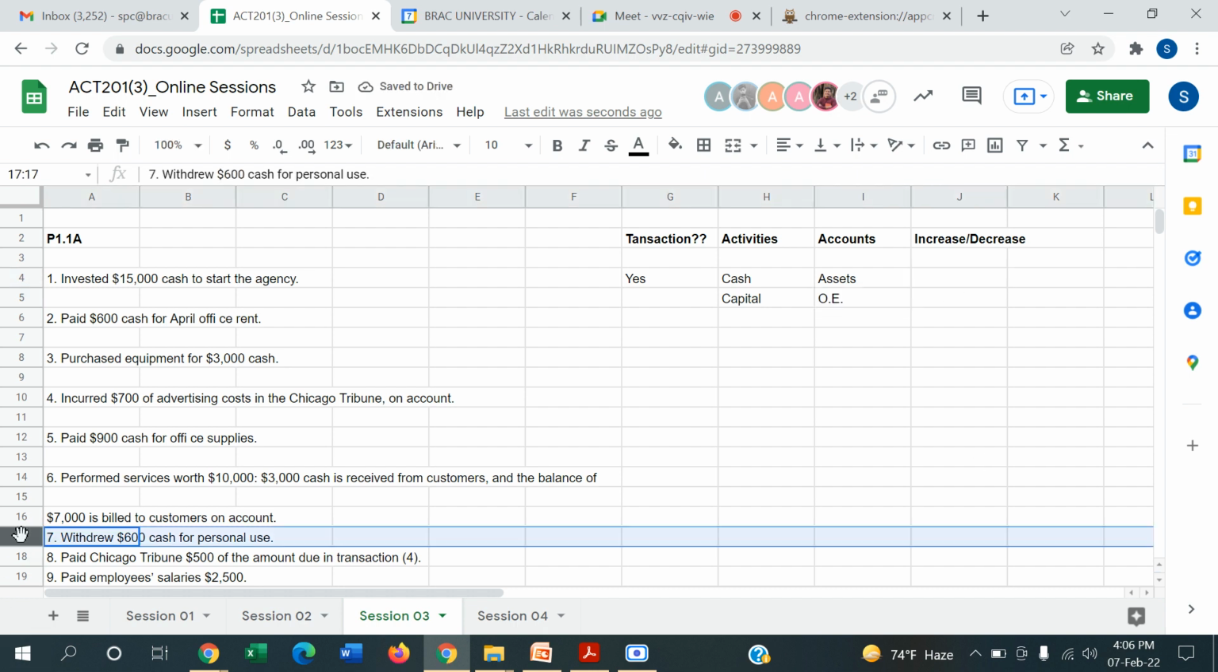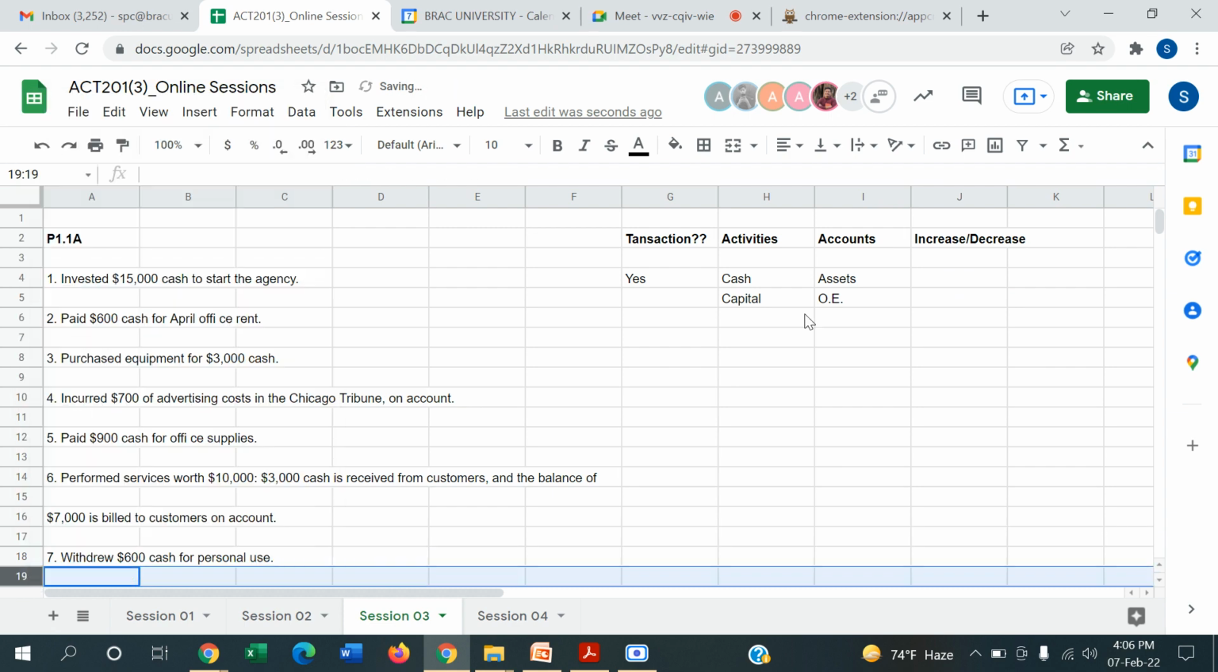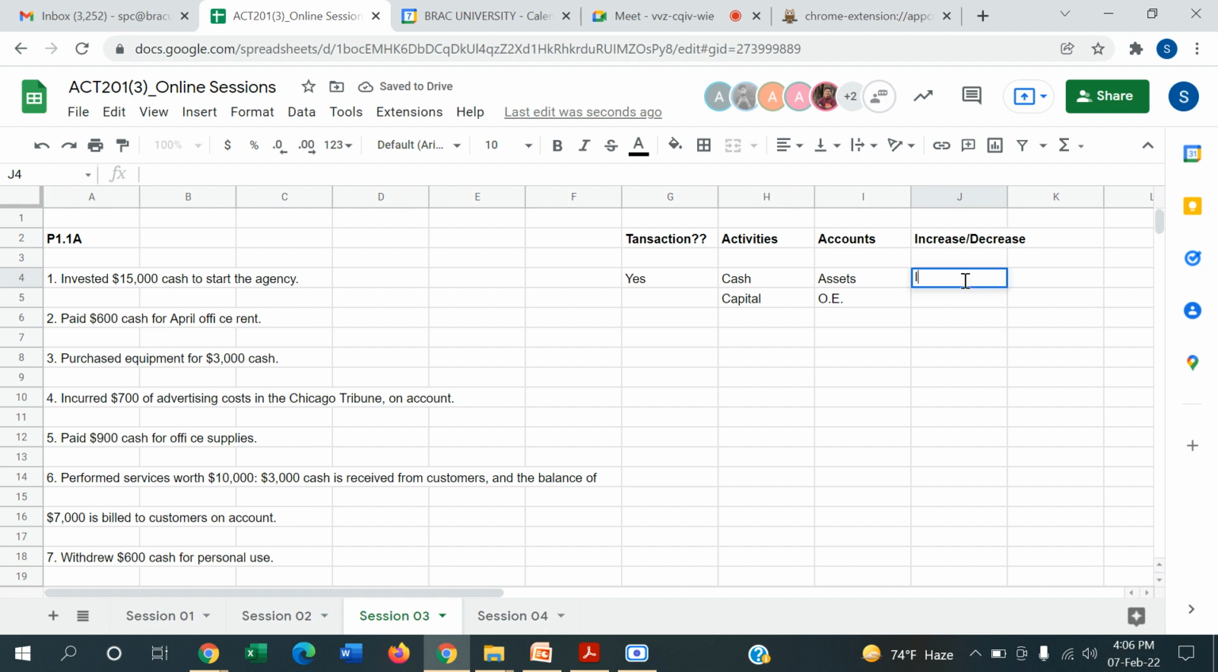Then how are these activities going to change? Both are increasing. If anyone has any query or confusion, please let us know. Excellent. So by these activities, we can see it's a transaction. Two activities are related, cash and capital. Cash is an asset, capital is owner's equity, and both are increasing by this transaction.